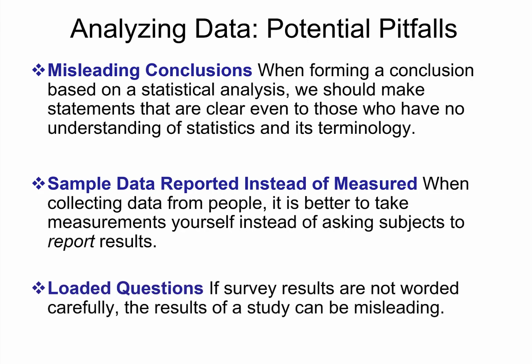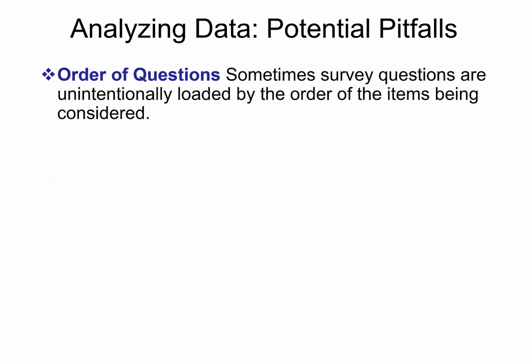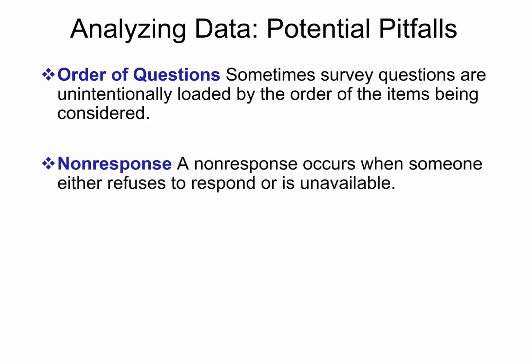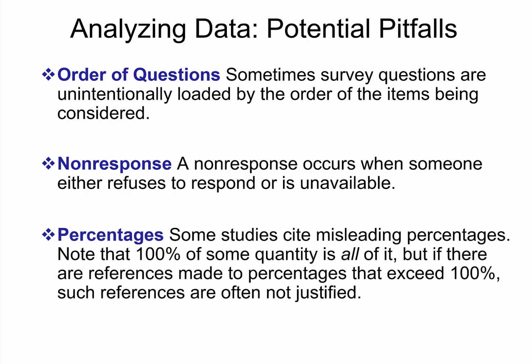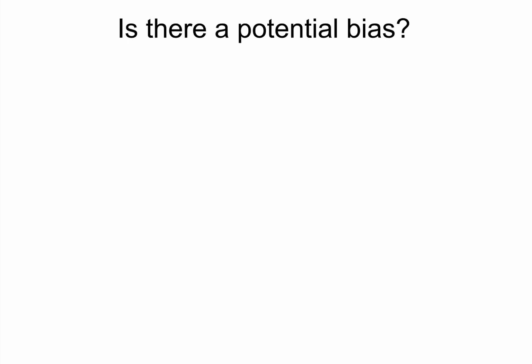Loaded questions: if survey questions are not worded carefully, the results of the study can be misleading. And also the order of the questions, they can be put in a certain order to generate a certain type of response. A non-response occurs when someone refuses to respond or is unavailable. Non-responders may be different than those who do respond. And percentages: some studies will cite misleading percentages. Note that 100% of some quantity is all of it, but if references are made to percentages that exceed 100%, those references are often not justified.